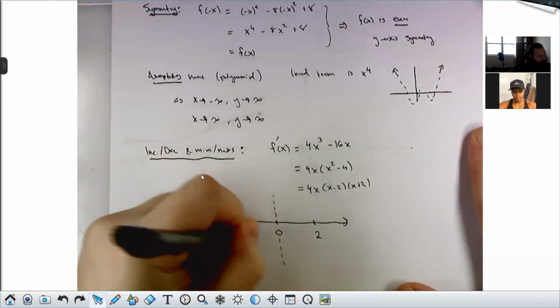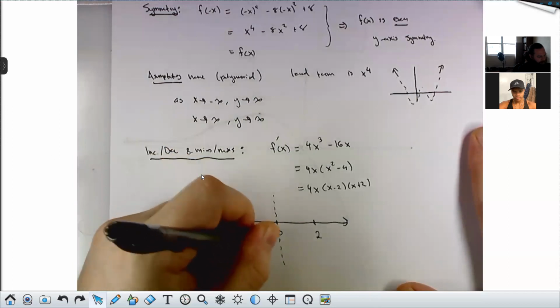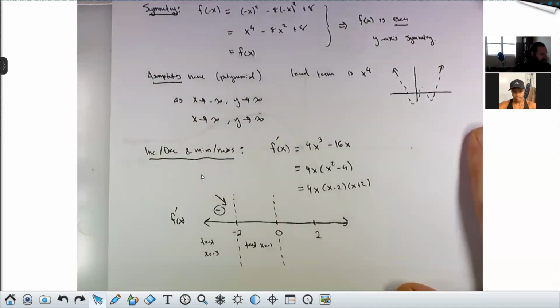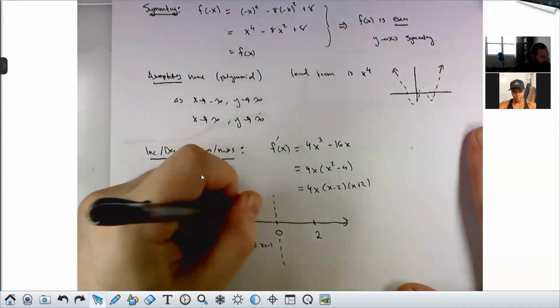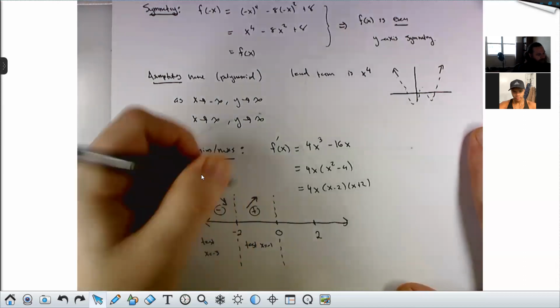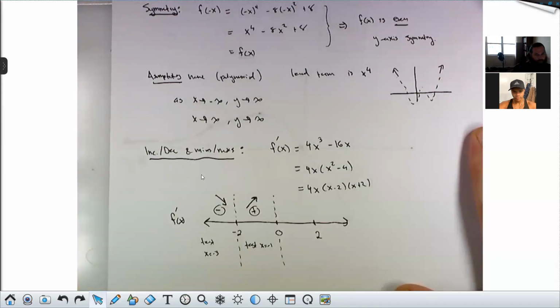Between -2 and 0, I could test x equals -1. This piece would be negative, this piece would be negative, and this piece would be positive. Negative times positive is positive. So my function is increasing here.